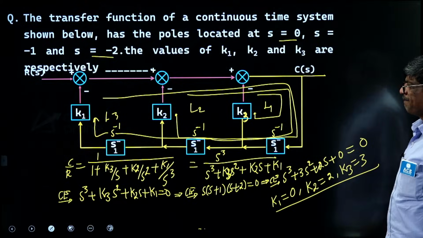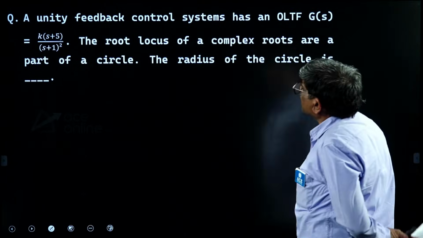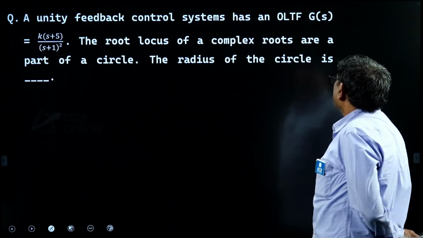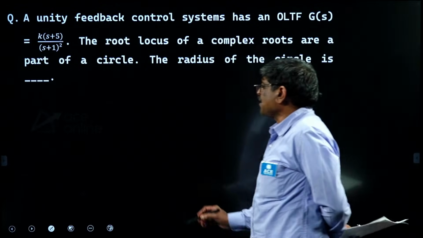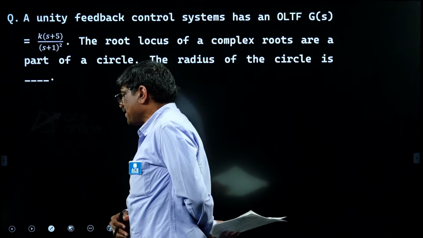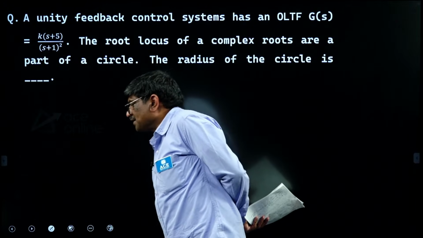Next question. The feedback open loop transfer function is given. The radius of the circle is... Radius of circle means you have to find the break points. Anybody, can you tell the answer? Very good, Bhaskar.